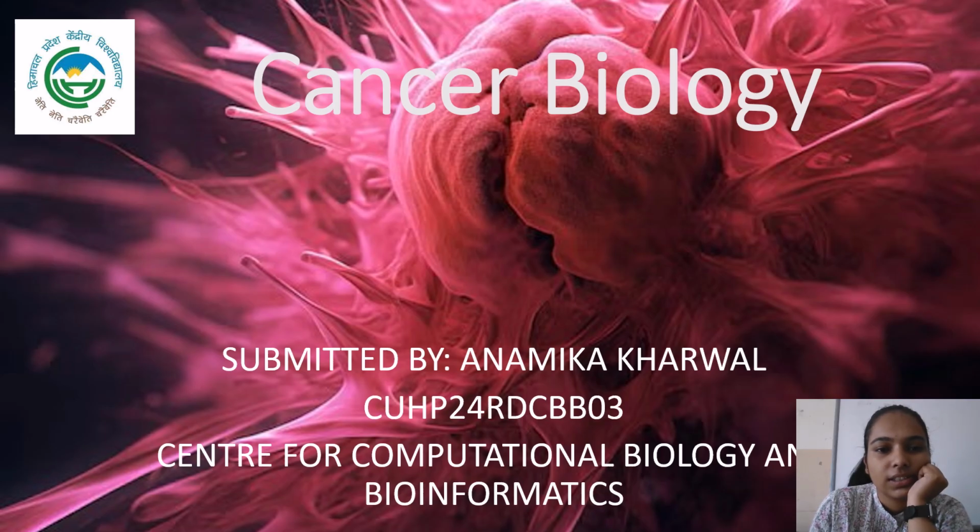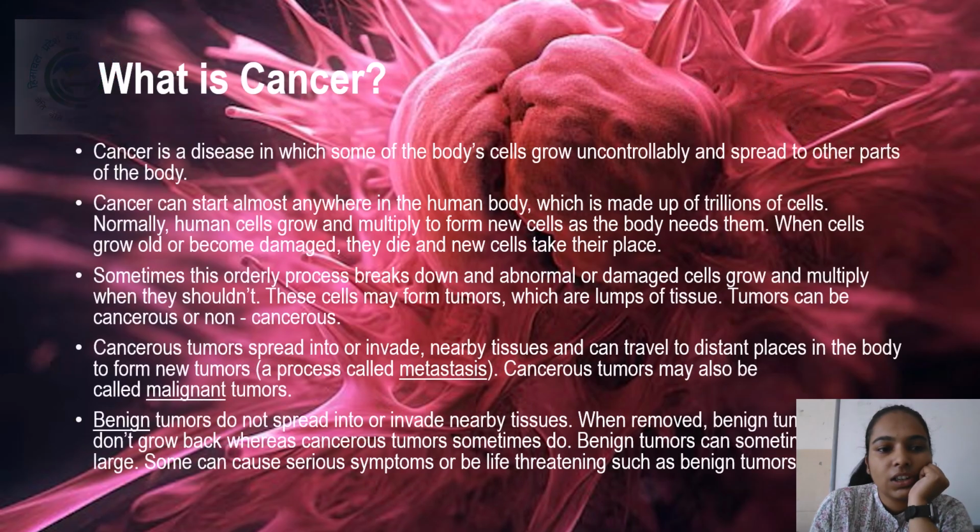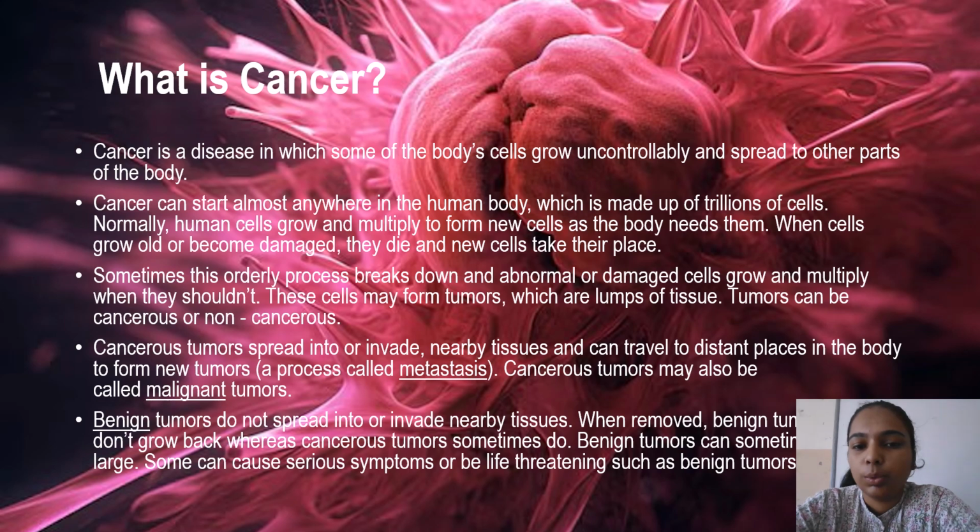Today I'll be discussing the topic cancer biology. So what exactly is cancer? Cancer is nothing but a disease in which some of the body's cells grow uncontrollably and spread to other parts of the body. So basically, cancer is the uncontrolled growth of cells which spreads to the different parts of the body. Cancer can start almost anywhere in the human body, which is made up of trillions of cells.